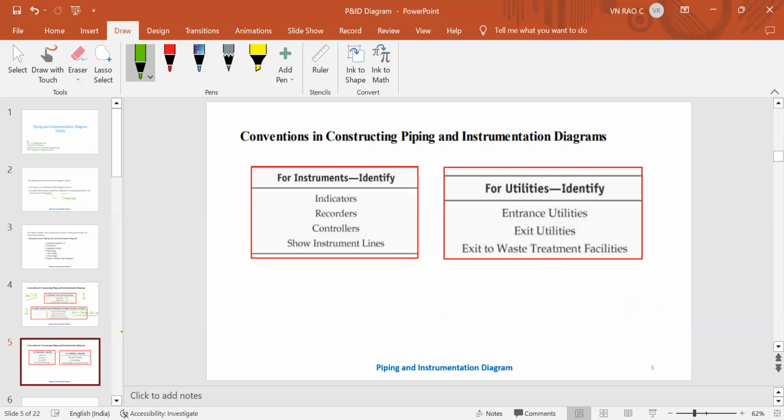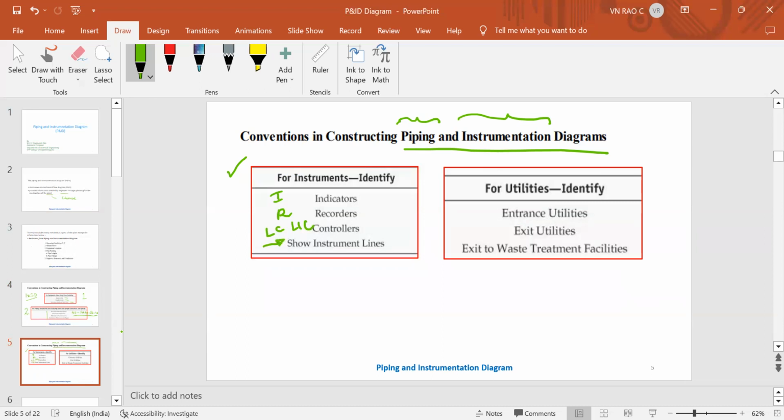Going ahead, we have instrumentation. As the name suggests, piping and instrumentation: piping connected to the equipment, and the piping and equipment itself is one part, and instrumentation is another part. Instruments include indicators, which we represent by I, recorders by R, and controllers, which we say LC or LIC. Instrument lines are also to be shown.